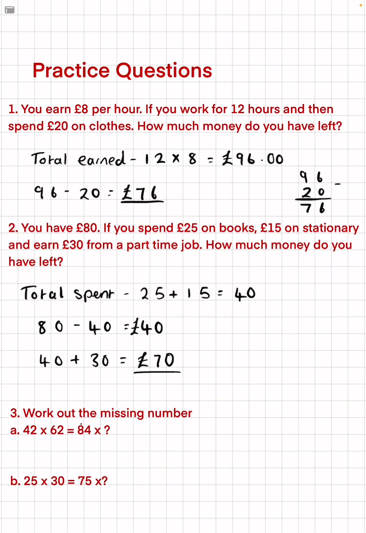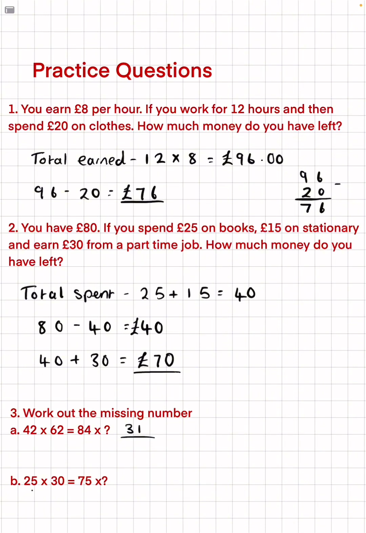The next question says work out the missing number. Here we have 42 multiplied by 62, which equals 84 multiplied by missing number. To get from 42 to 84, we've multiplied by 2. To keep this calculation equal to this calculation, we need to do the opposite. So if we've multiplied by 2 to get to this number, we need to divide this number by 2. So 62 divided by 2 is 31. So the missing number is 31.